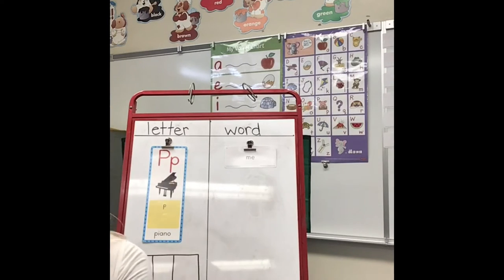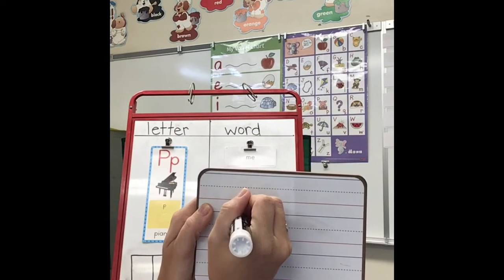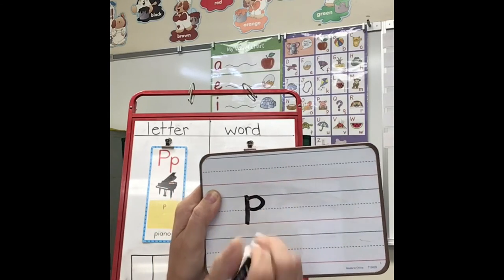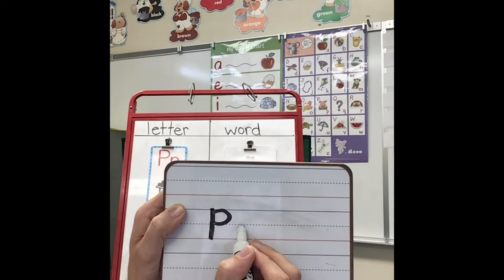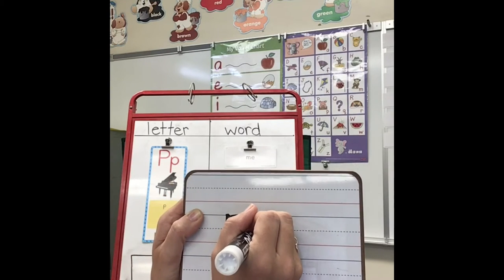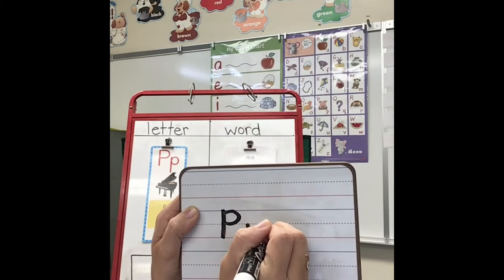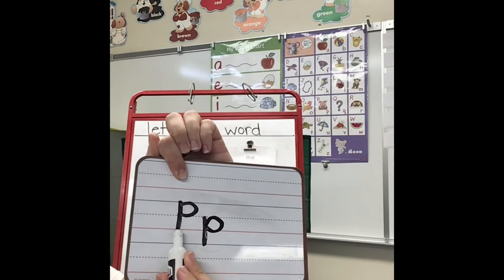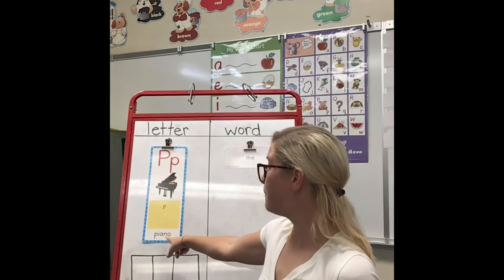Now I'll write them on our lined board so that you can see it. Uppercase P, tall. Start at the top, go down, and then around. Uppercase P. Lowercase p is fall. We start here, and we fall down. And then back up and around. Uppercase P, lowercase p. We know that P says P, like piano.